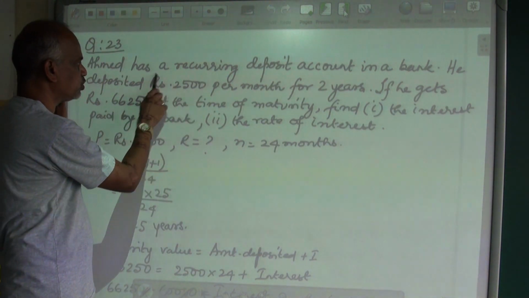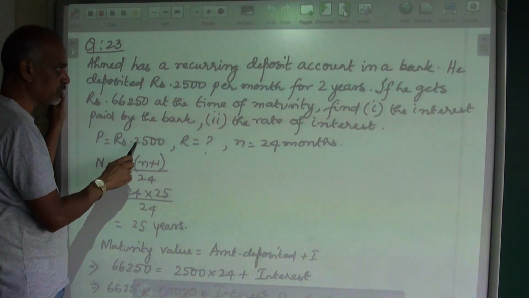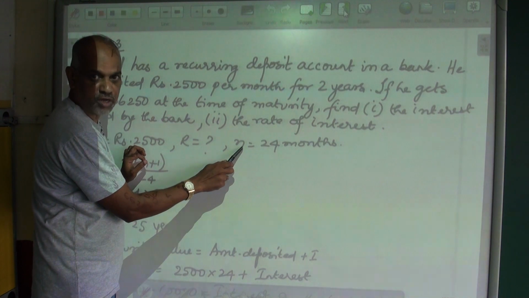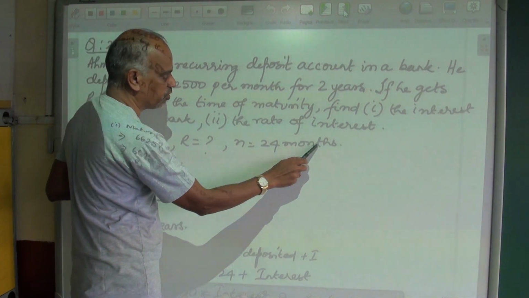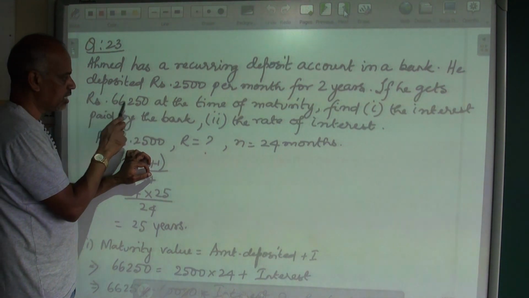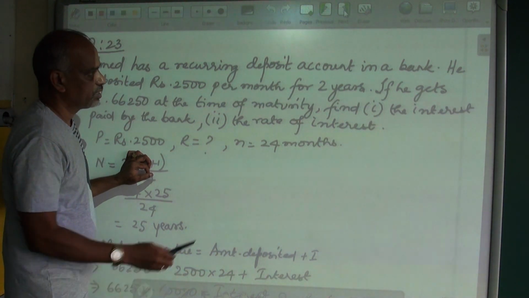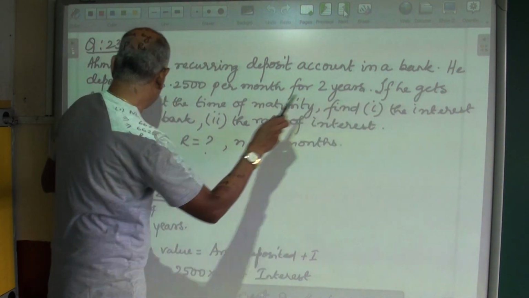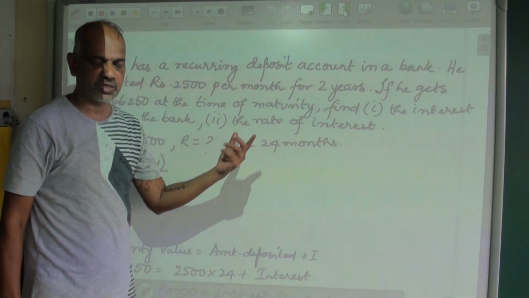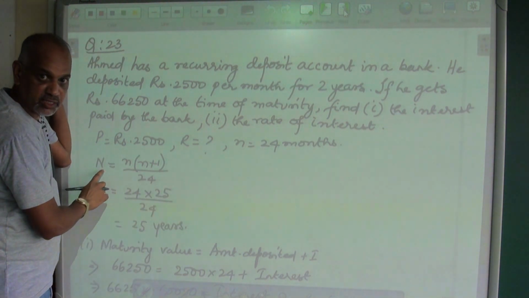Ahmed has a recurring deposit account in a bank. He deposited rupees 2,500 per month. So that becomes the principal. Principal is rupees 2,500, for 2 years. 2 years means 24 months, so small n value is 24 months. If he gets rupees 66,250 at the time of maturity, this is the maturity value. The first question is the interest paid by the bank. First thing that you have to find is the I value, interest. You know small n, so find capital N, that's the first calculation.